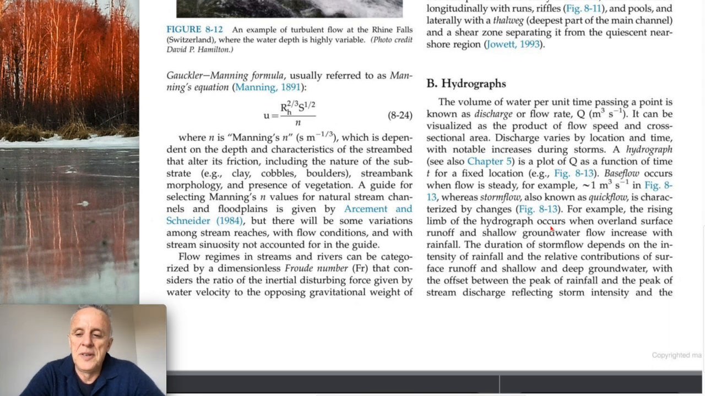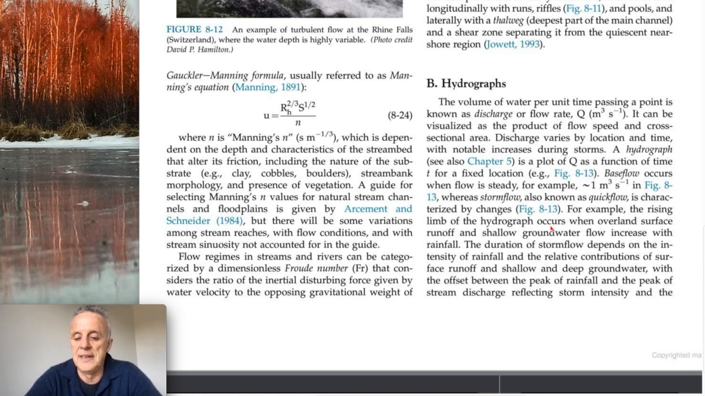Hydrographs. The volume of water per unit time passing a point is known as discharge or flow rate, in meters cubed per second. It can be visualized as the product of flow speed and cross-sectional area. Discharge varies by location and time, with notable increases during storms. A hydrograph is a plot of Q as a function of time, t, for a fixed location. Base flow occurs when flow is steady, for example, 1 meter cubed per second, in figure 8-13, whereas storm flow, also known as quick flow, is characterized by changes, figure 8-13.